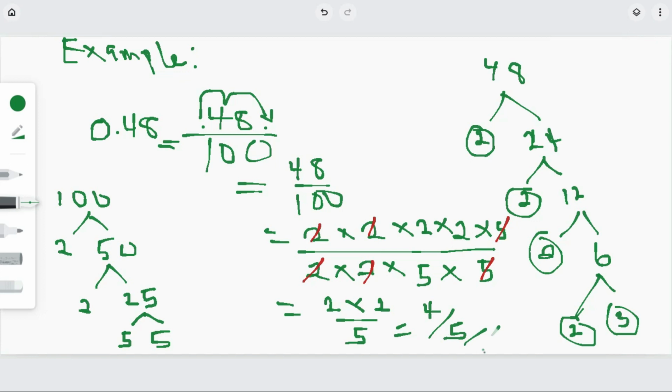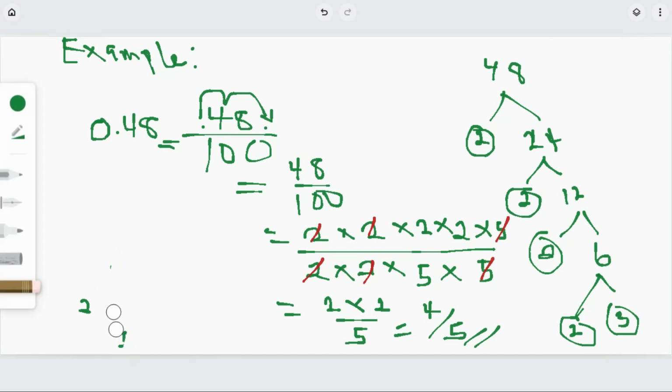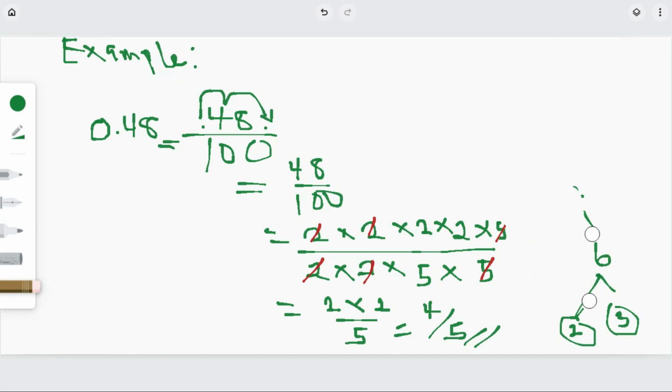So if you have to change 0.48 to a fraction, you understand? The correct answer would be 4 over 5. Let me rub this up so that you'll be able to see this one clearly. But I've already done it. You can rewind the video so that it doesn't disturb you that much with what I'm doing here. But I think you can grab what I explained. It's not that difficult. And I've already explained to you how to find the prime factors, so it should not be difficult.